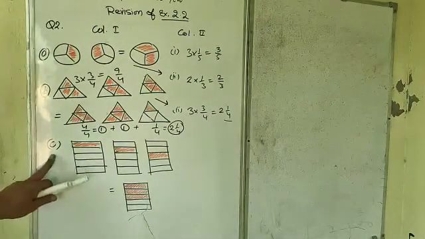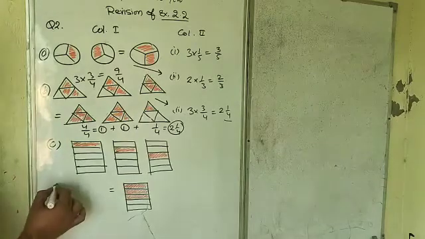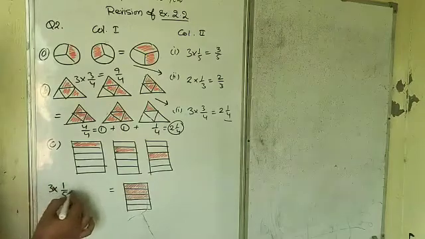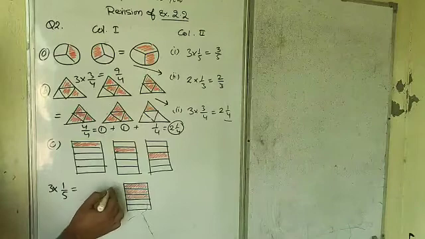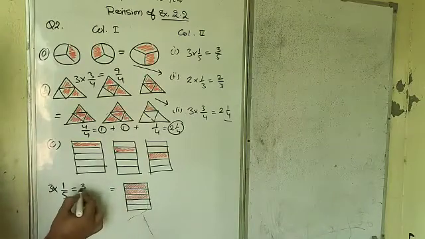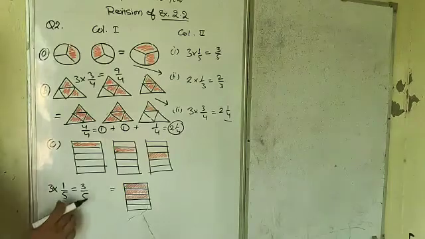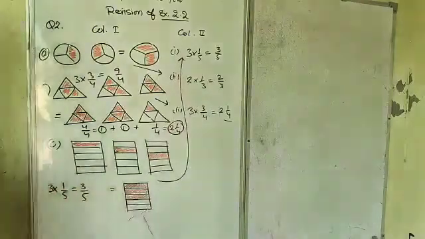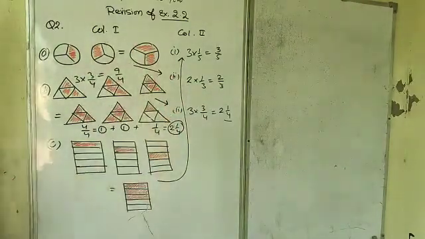Now in C, 1 out of the 5 parts is colored. So it is 1 by 5. There are 3 such diagrams. So 3 multiplying 1 by 5. Here it is equal to 3 out of the 5 parts colored. So 3 is equal to 3 divided by 5. So it is representing the equation of 1. So this is our representation of question number 2.